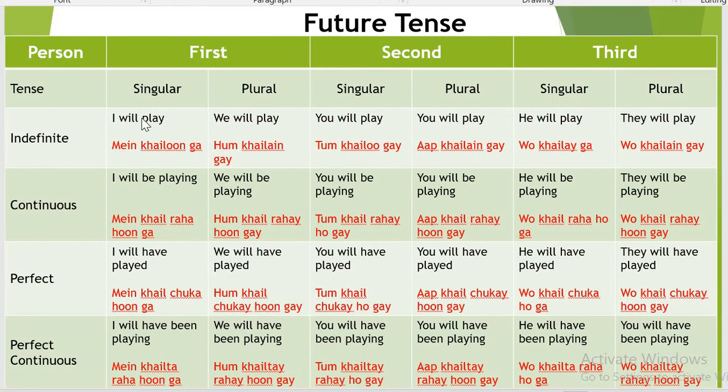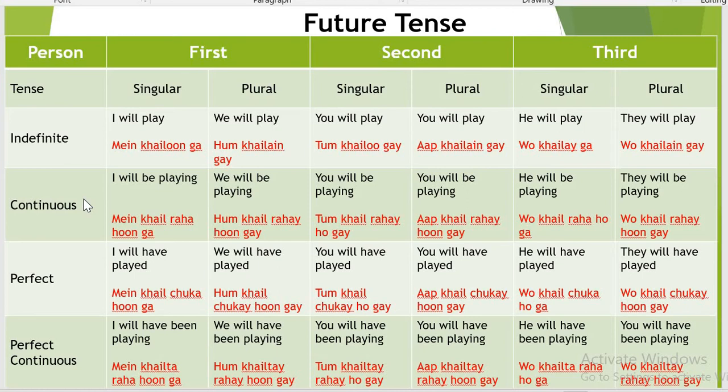Okay, so I will play. मैं खेलूंगा. We will play. हम खेलेंगे. You will play. तुम खेलोगे. And you will play plural. आप खेलेंगे. Singular third person, he will play. वो खेलेगा. Or in case of a girl, वो खेलेगी. And the plural, they will play. वो खेलेंगे. That was indefinite.